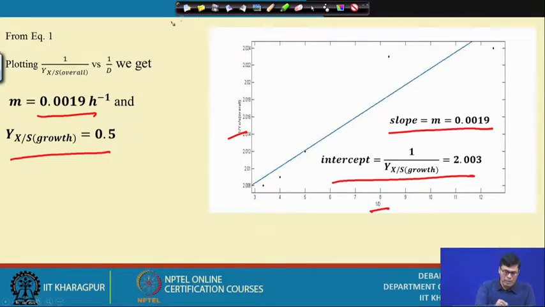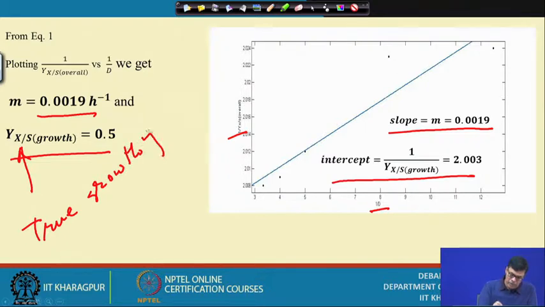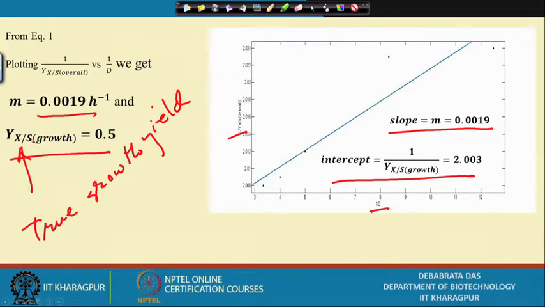This we can easily find, and this yield coefficient is called growth yield. Growth yield is what we call true growth yield. When substrate is used only for cell mass growth, and not for either maintenance or product formation, then we call it true growth yield, and this always remains constant. For a particular organism, this should remain constant.